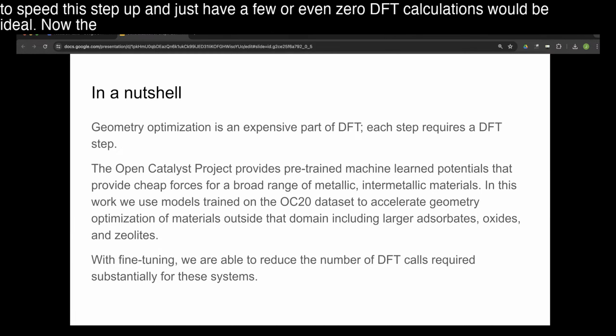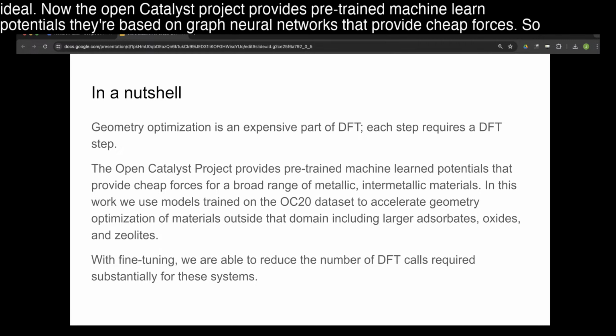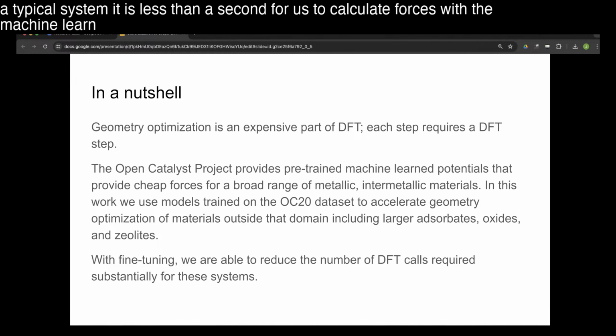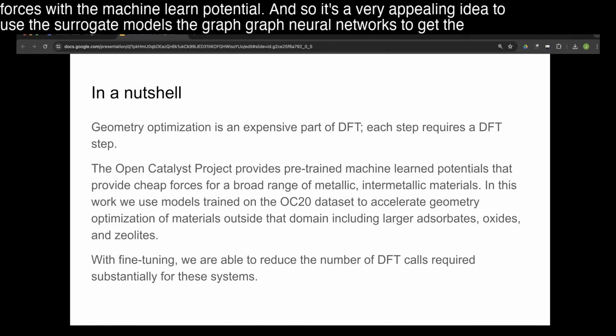Now, the Open Catalyst project provides pre-trained machine learned potentials that are based on graph neural networks that provide cheap forces. For a typical system, it takes less than a second to calculate forces with the machine learned potential. So it's a very appealing idea to use the surrogate models, the graph neural networks, to get the forces instead of DFT.